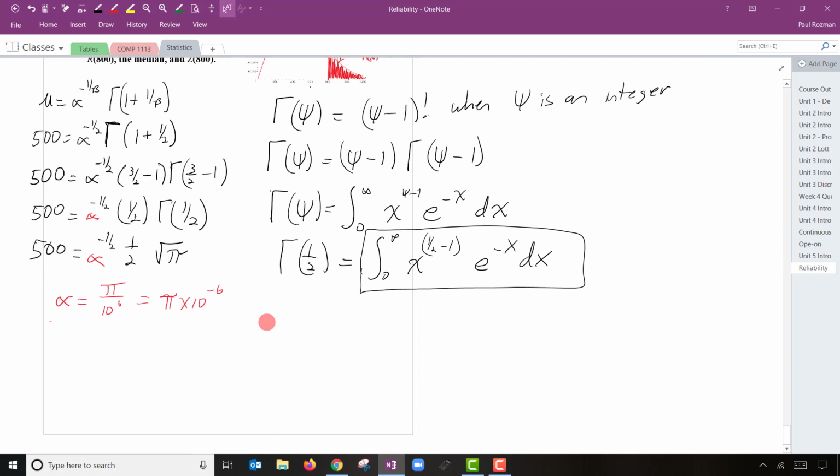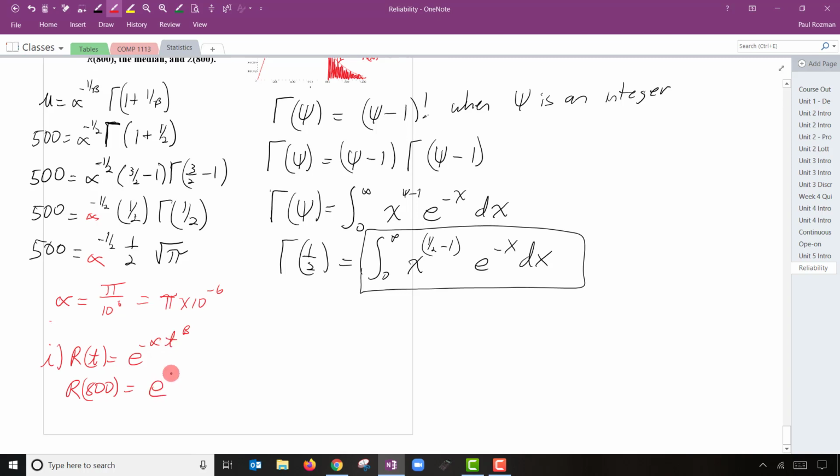Let's figure this out now. So R of t was e to the minus alpha t to the beta. So R of 800 is just plug it in. We don't have to do any integrals anymore. We already integrated the Weibull function. So it's actually easy once you know what alpha and beta are.